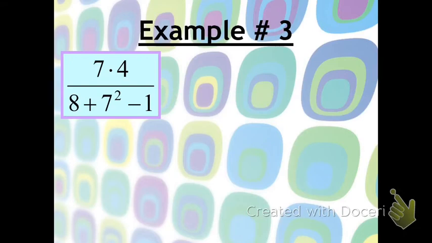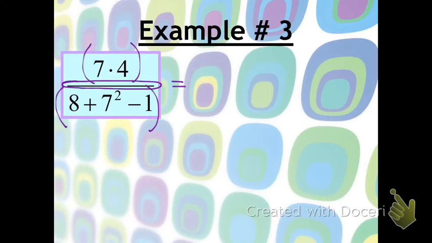And one last example here. Remember in that first video I might have mentioned to you that a fraction bar like this is a grouping symbol, sort of like parentheses. It means that you're going to simplify the top, the numerator, simplify the bottom, or the denominator, and then make a fraction out of those.